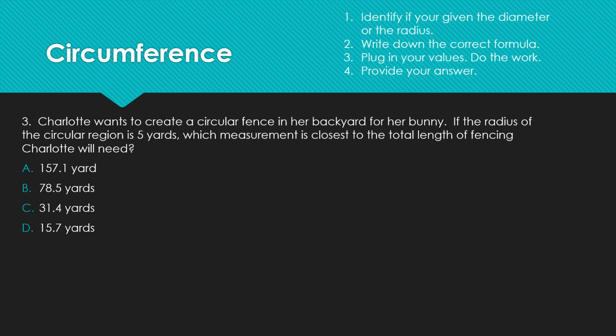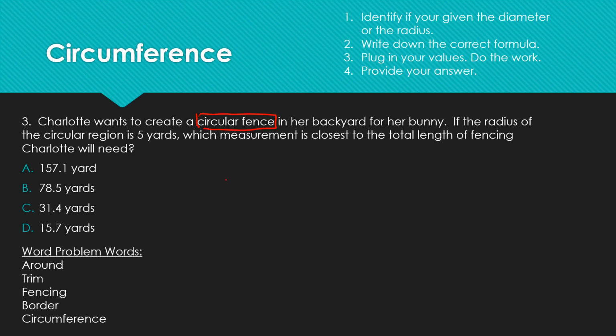Alright, now we're going to practice a word problem. Charlotte wants to create a circular fence in her backyard for her bunny. If the radius of the circular region is 5 yards, which measurement is closest to the total length of fencing Charlotte would need? Remember, guys, we need to think about our word problems, words that indicate circumference. Remember, we are dealing with a circular fence, so that is very important.